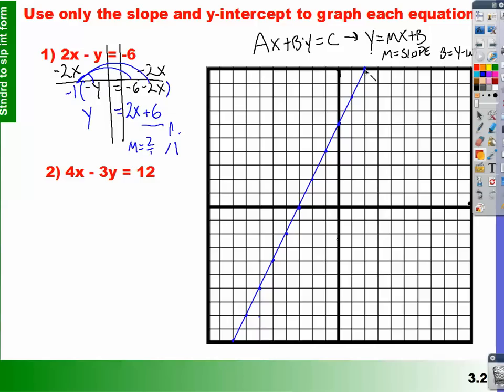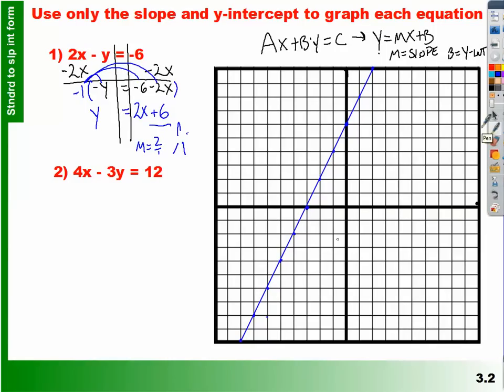So let's take a look at a slightly harder problem. Not much really. We have 4x minus 3y is equal to 12. And we want to graph this using the slope and y-intercept. So let's make sure we understand the two sides of the equal sign, and let's get the y by itself. So first thing I'm going to do is subtract the 4x, because the opposite of positive 4x is negative 4x. That's going to get my 0 on the left side. What I do to one side, I must do to the other.